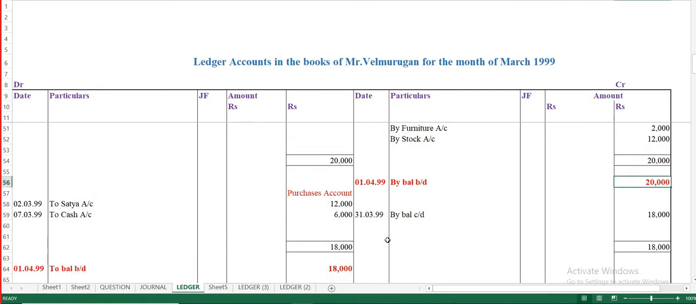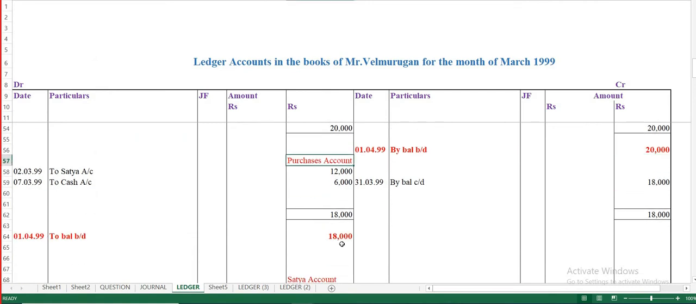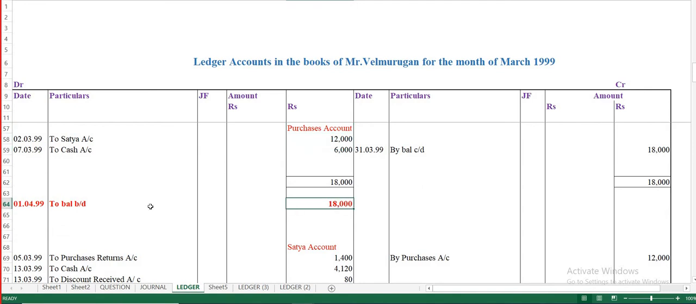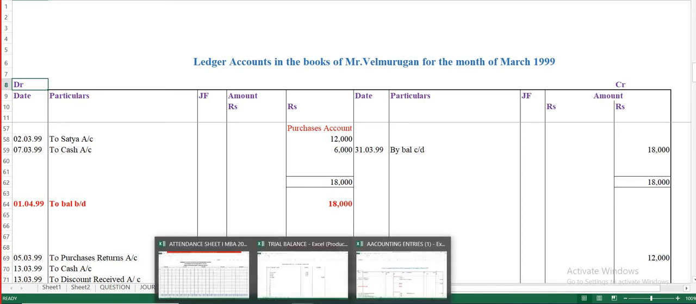The next account we prepared is the purchases account. Again, if you see, it has its balance on the debit side. So we have to enter it again in the debit column. The purchases account will always have a debit balance, and in the ledger accounts also we have got a debit balance. So 18,000 is to be entered on the debit column.